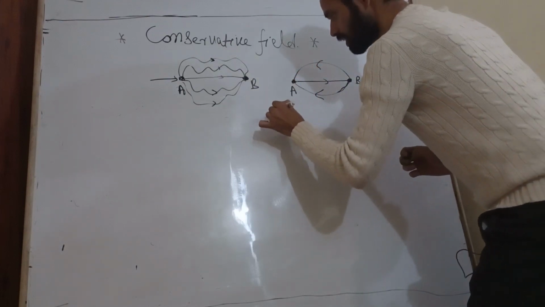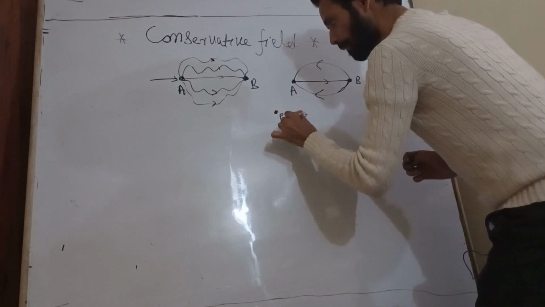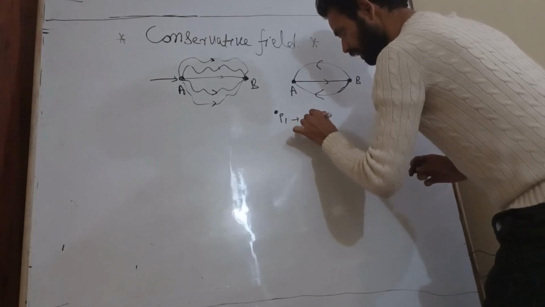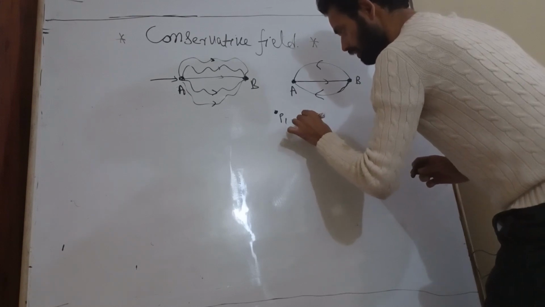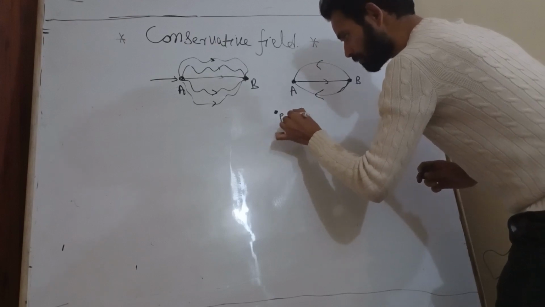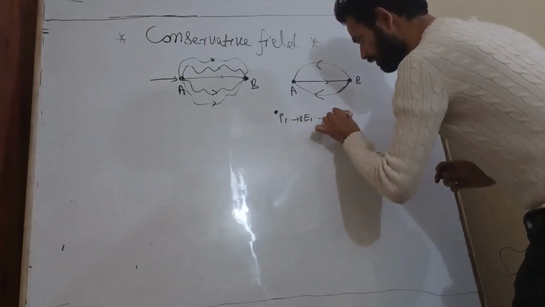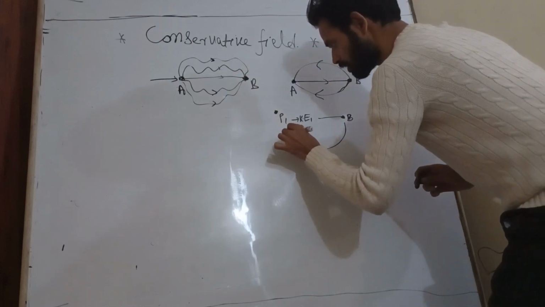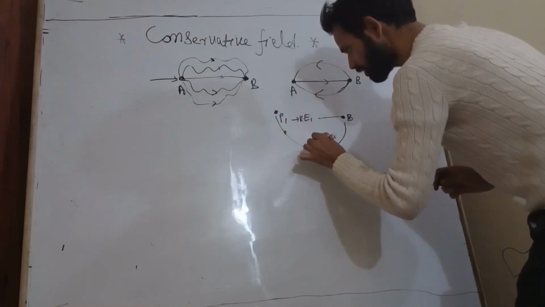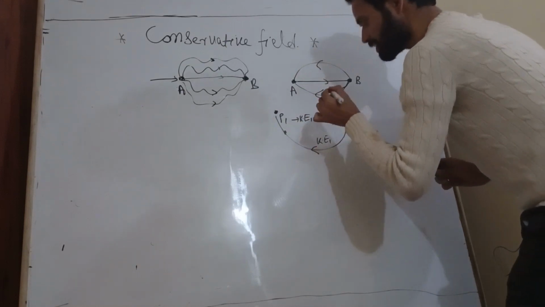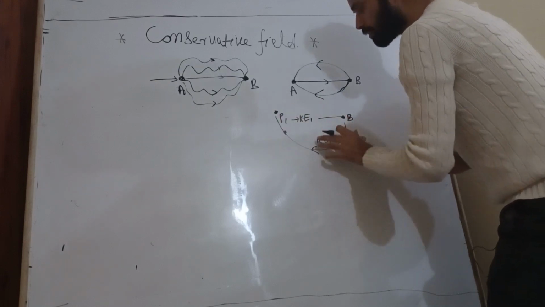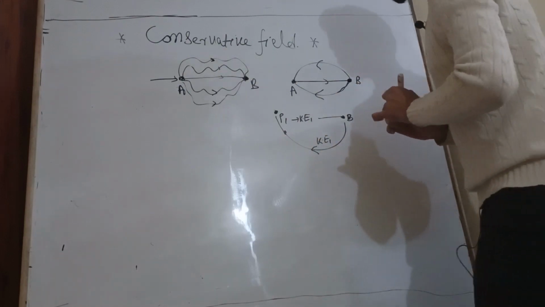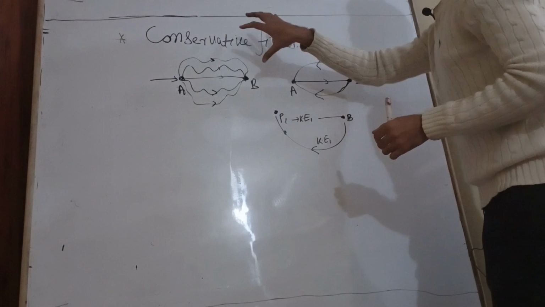Say this is my particle P1, and it has kinetic energy KE1. When it moves to position B and comes back to its initial position with the same kinetic energy KE1, that means the field is conservative. So this is what a conservative field is.